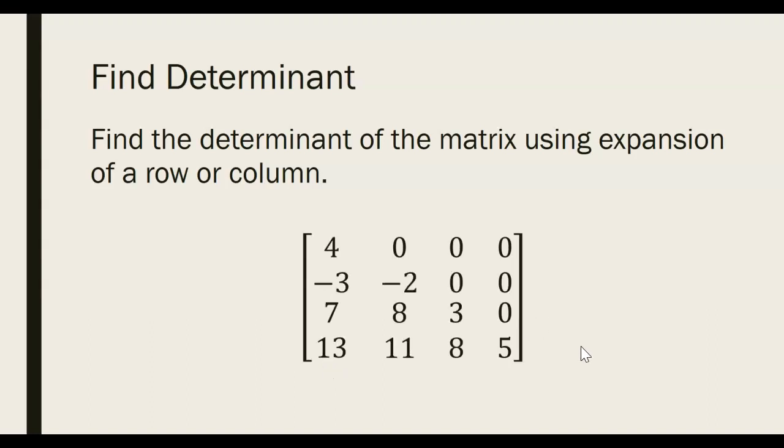And notice how much time that's going to save us on a 4x4. We can simply look at this 4x4 matrix. We can say, well, this is lower triangular. So 4 times -2 times 3 times 5 becomes -120. So I know that the determinant of that matrix, without having to do a lot of calculation, is -120. So -120 is the determinant.